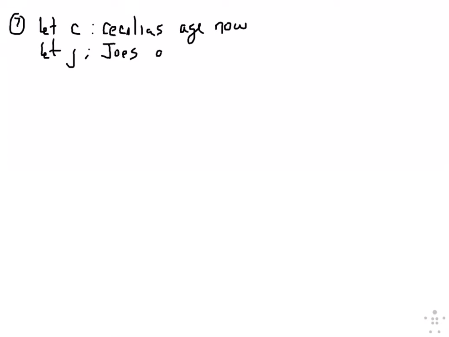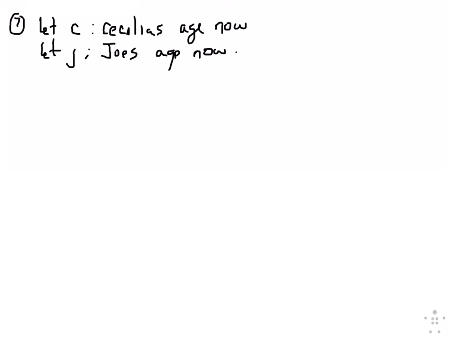Okay, for number 7, it says Cecilia and Joe, right? So our let statements. I'm going to abbreviate, but you need to write them all out. So C is Cecilia's age now. And let J, right? J, Joe's age now. Right? Okay, so now I'm just going to translate.